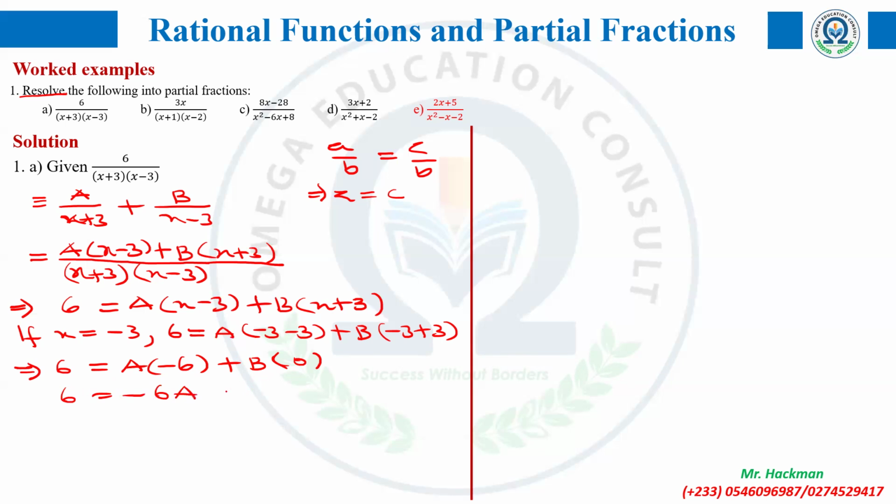The plus 0, we don't write it. We are looking for a. We can solve for a now. So -6a over -6 is equal to 6 over -6. So it means a will be equal to -1. All correct.